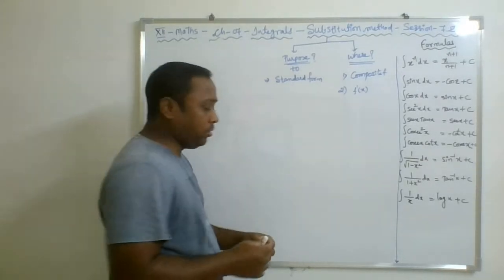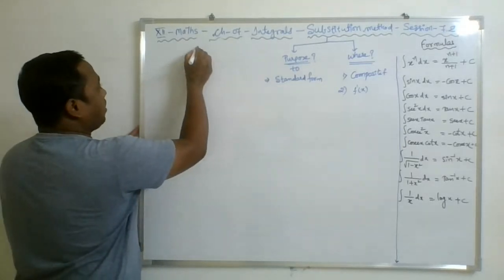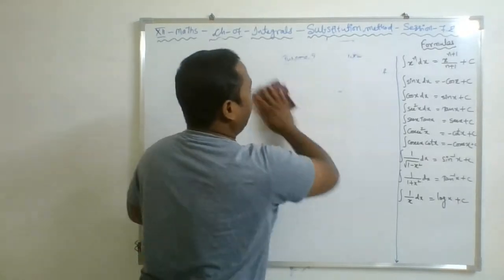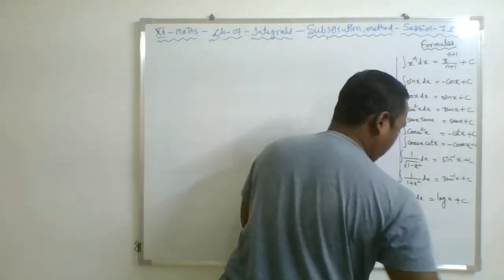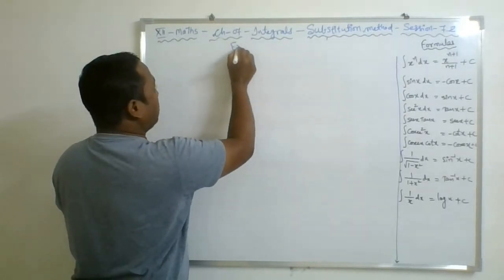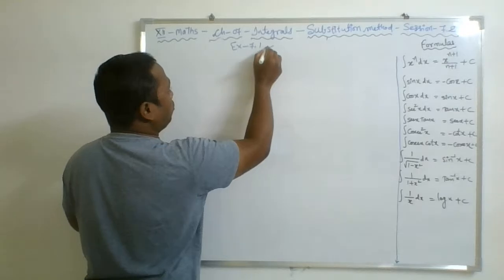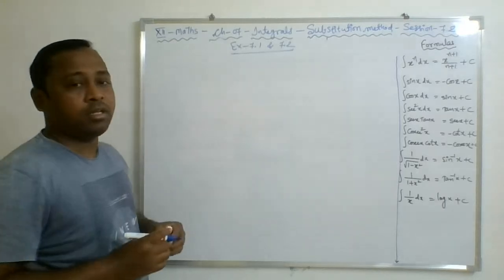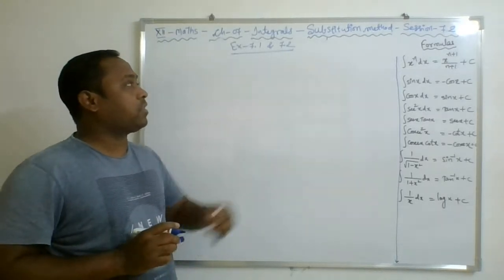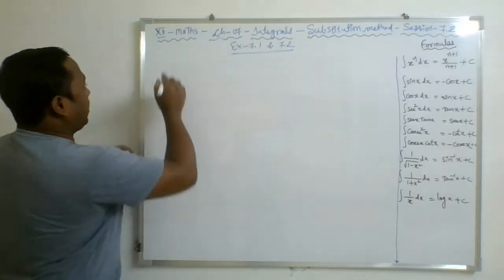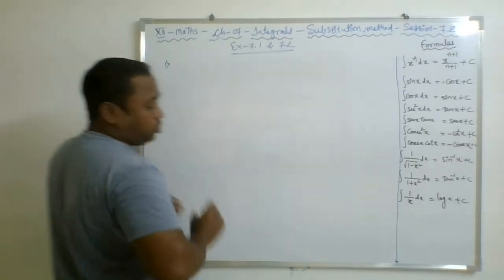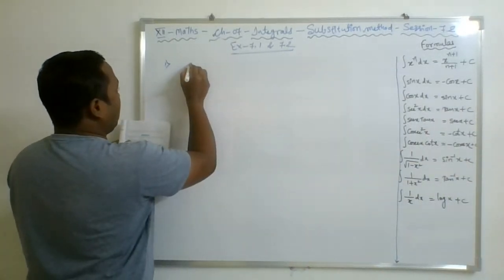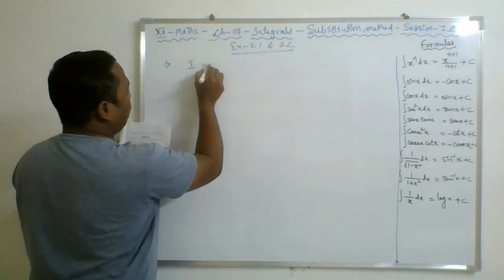So let's take the questions from exercise 7.1, and we will also take questions from 7.2. Both exercises we will take together, which will serve better for the substitution method. Purposely, I am taking questions from the textbook which will help you to complete the work. Yes. So always we'll start with I is equal to the question.